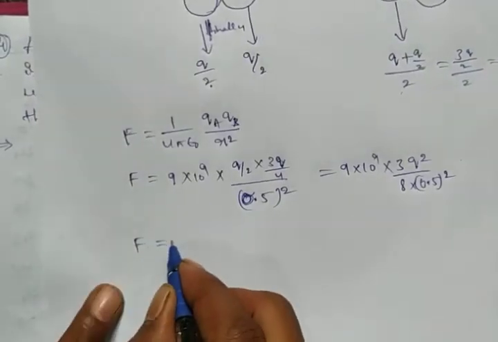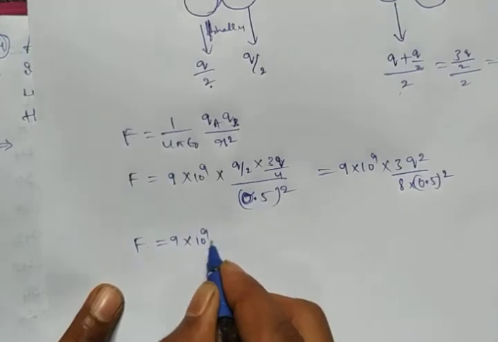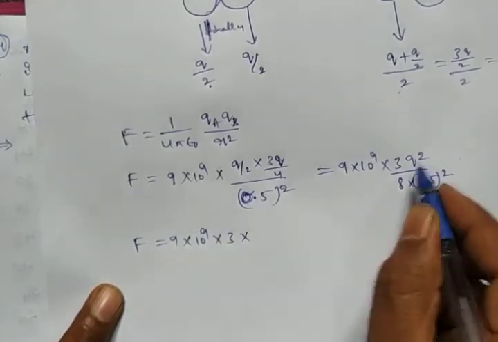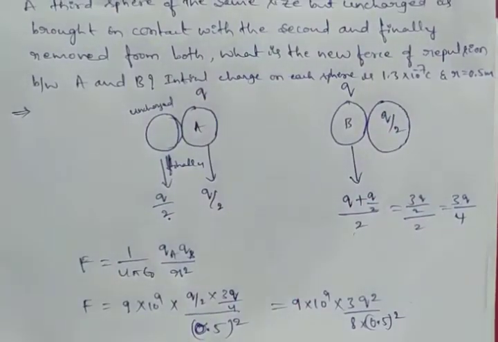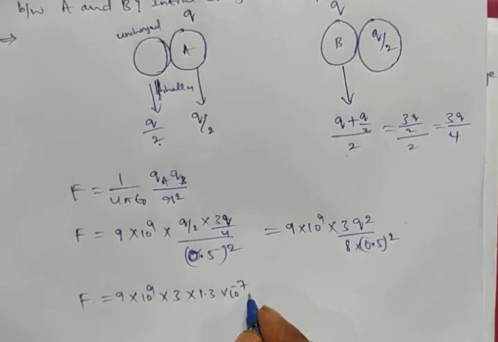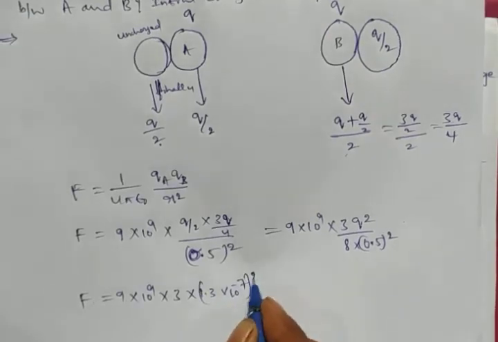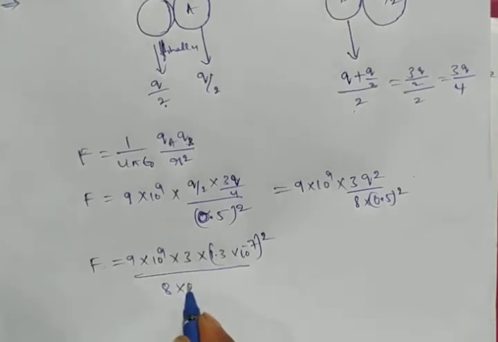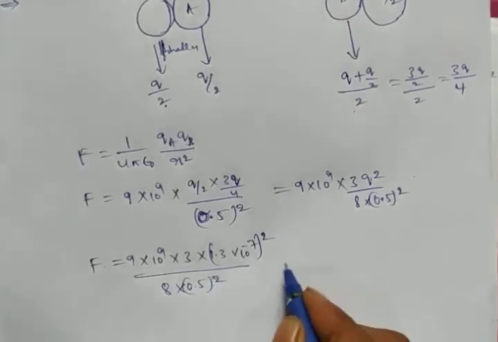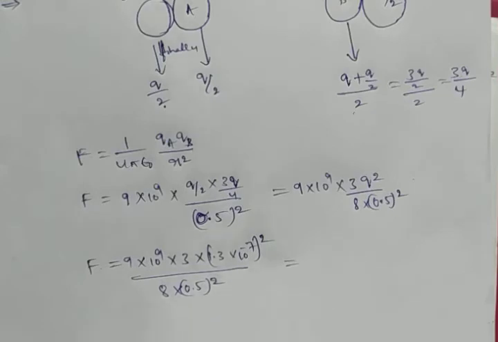Now the value of q: F is equal to 9 into 10 power 9 into 3 into q, where q is the initial charge, 1.3 into 10 power minus 7 coulomb, whole square, by 8 into 0.5 whole square. Okay, now observe carefully here. You can do this calculation by using the calculator.